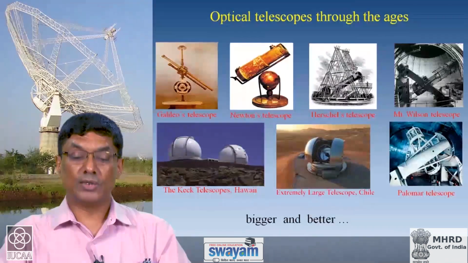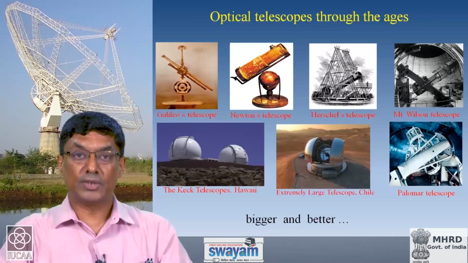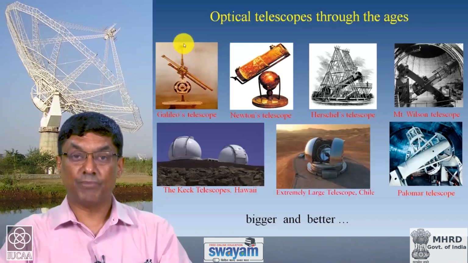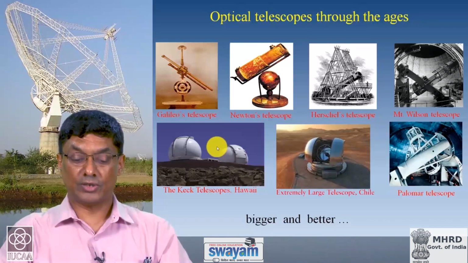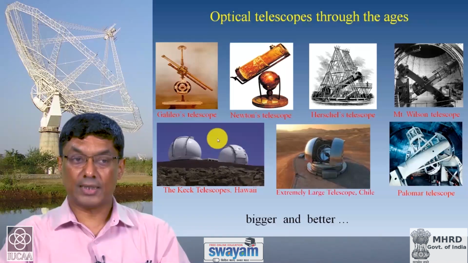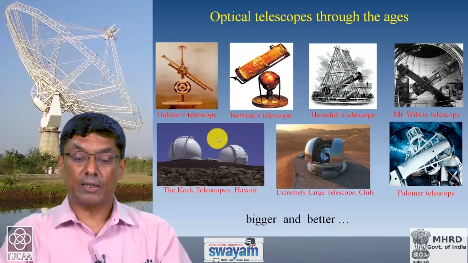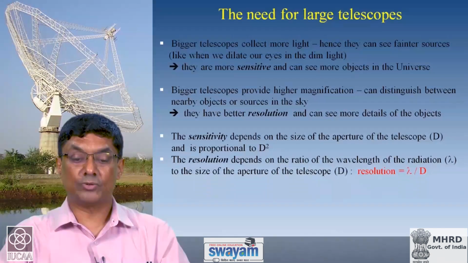But it is interesting to see how the optical telescopes evolved from the time of Galileo. So, here you can see the evolution of the basic telescopes from the time of Galileo's small telescope all the way to the modern ones, which, as you can see, are very large structures with very specialized instruments. The basic message that I want to convey here is that bigger is better. And the important question to ask is, why is bigger better as far as telescopes is concerned?